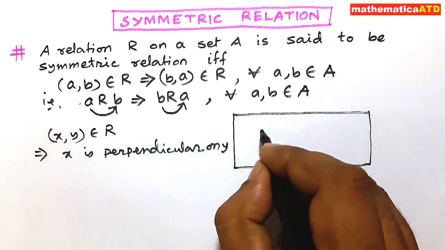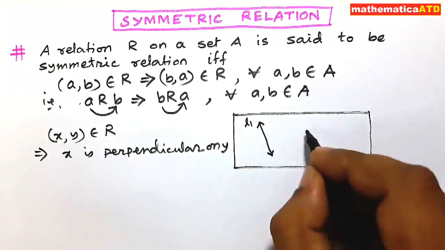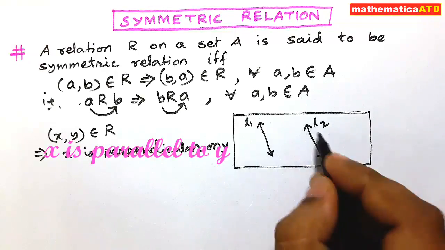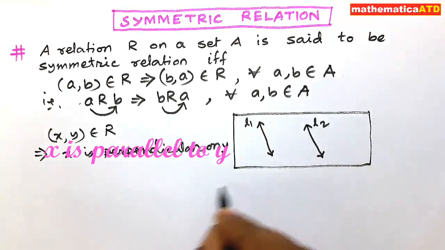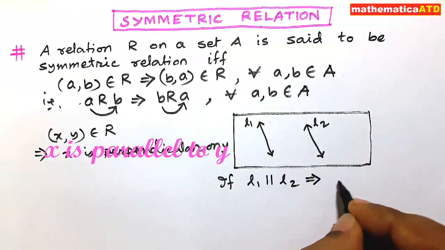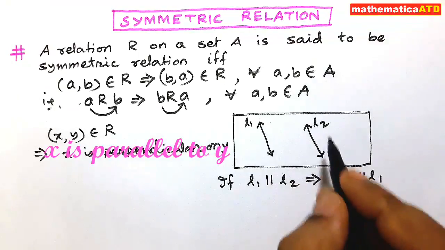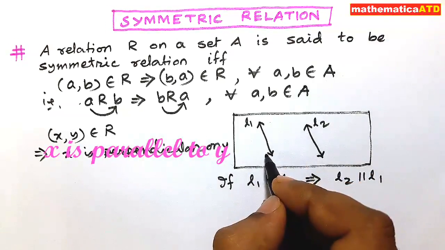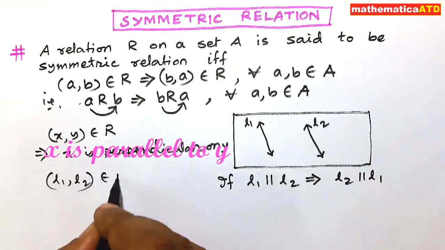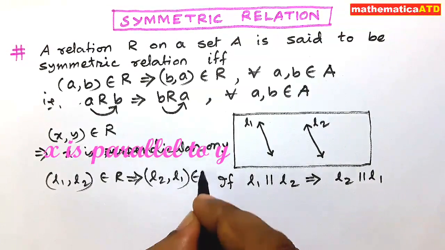See that suppose we draw a line, say this is the line L1, and there is another line, say L2. So this L1 is parallel to L2. If it is given that L1 is parallel to L2, then obviously L2 is also parallel to L1, isn't it? So we can say that (L1, L2) belongs to R. It implies that (L2, L1) also belongs to R.